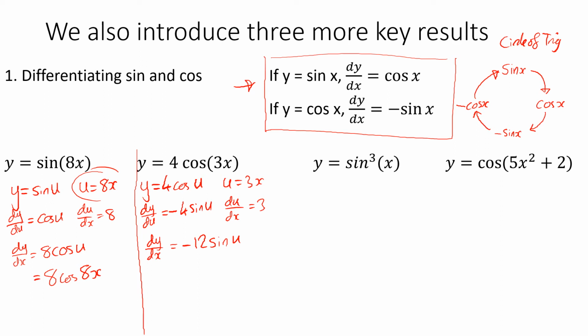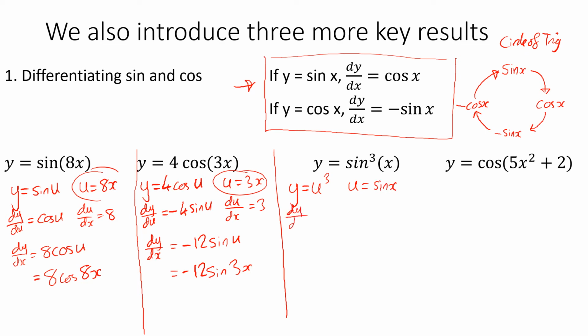And we can obviously sub in u is equal to 3x, isn't it? So minus 12 sine 3x. There we go. Let's have a look at the next one. Remember, if our power is written like this, it means that the whole thing is cubed. So we would break this one down as being y equals u cubed, where u equals sine x.